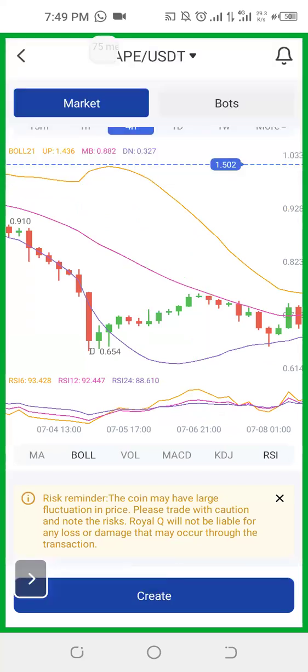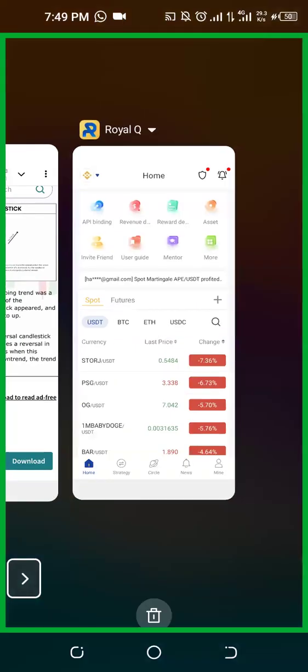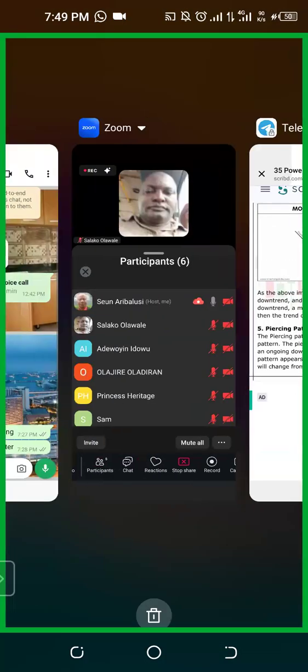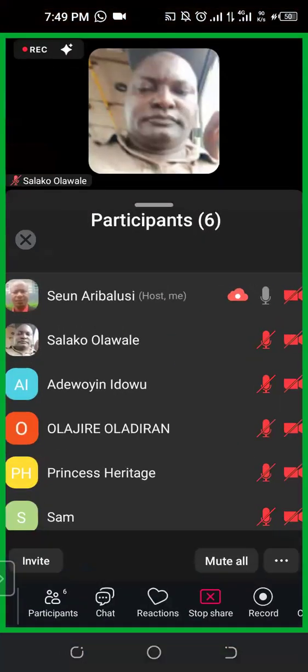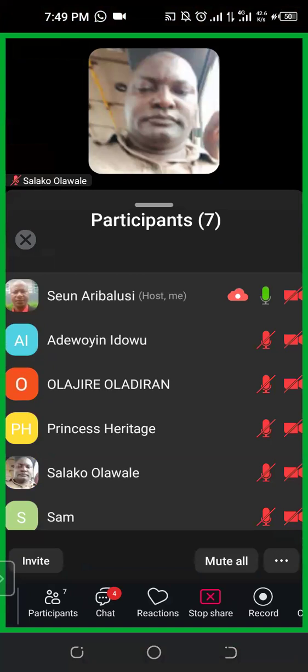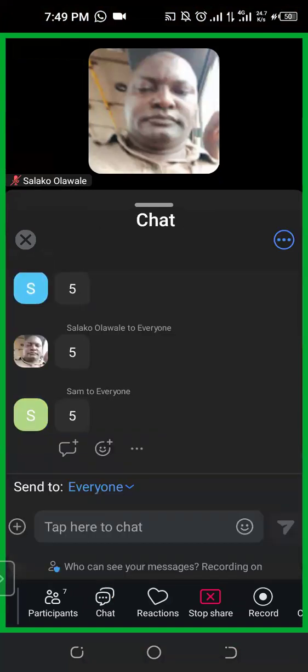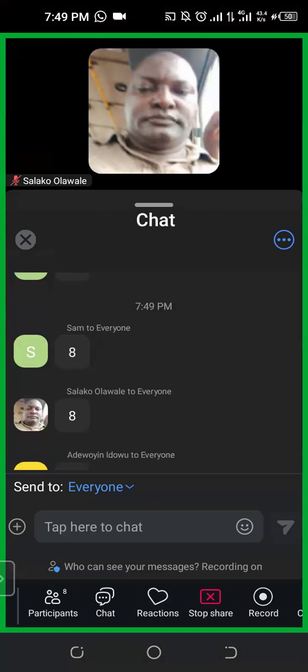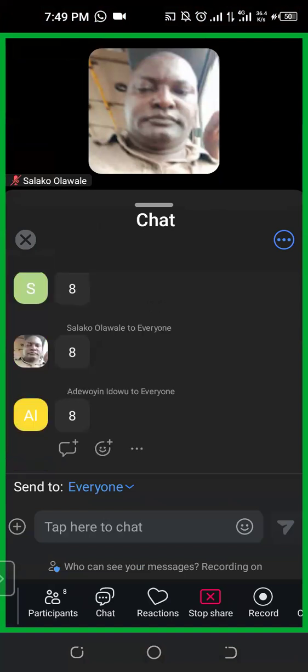Please, if you have been able to see what I've explained so far in the chat, type it in the chat if you're able to see all those green. So that means it's much better to use the green hammer. The green hammer is better than the red hammer.